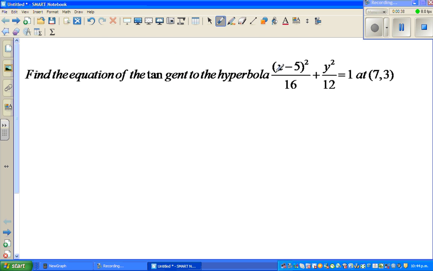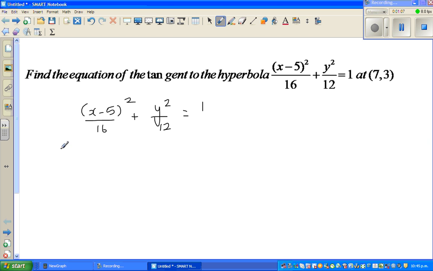You can find the gradient of the line by finding the gradient function. That means you have to differentiate this with respect to x. So let me write the equation: (x - 5)² over 16 plus y² over 12 is equal to 1. This is the equation of a hyperbola.